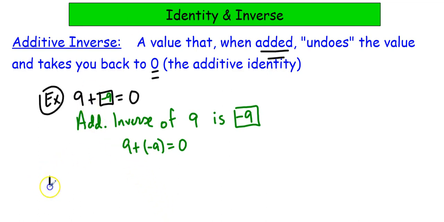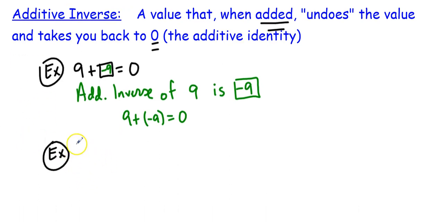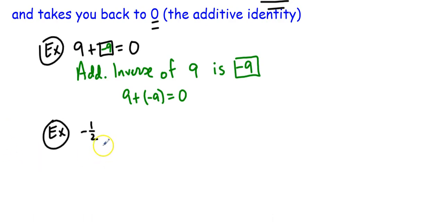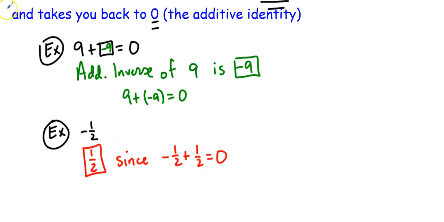One more quick example, and I'll do it without all this writing up here. The additive inverse of -1/2. So the question is, what do I have to add to -1/2 in order to get to 0? And we know that in order to undo a -1/2, the number that we have to add to it is a +1/2. So that's my answer, since -1/2 plus a +1/2 is going to be 0.